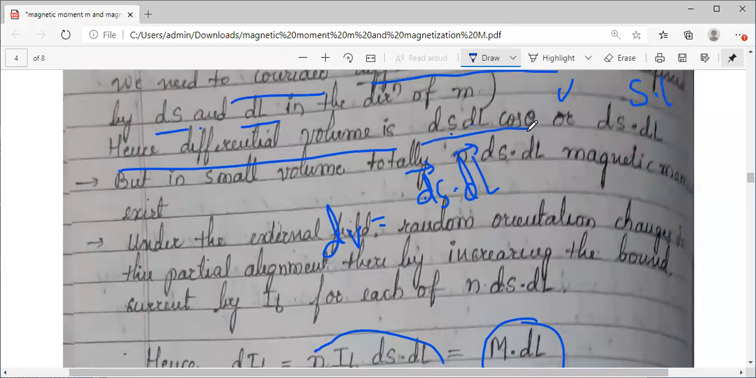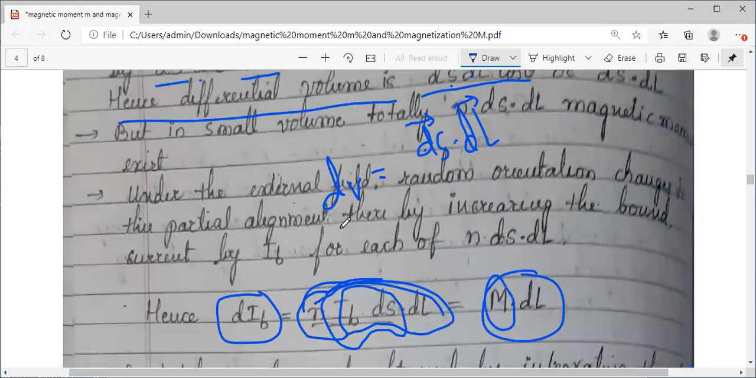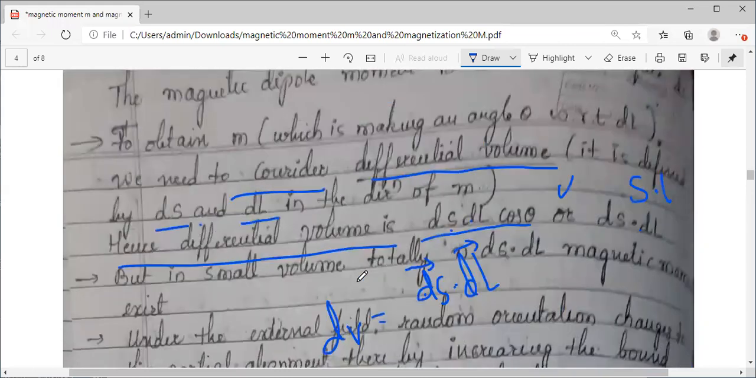Yeah, dl ds cos theta, or it is simply ds dot dl. For n such dipole moments, the total current will be n times this total. And we know IB into ds is nothing but your magnetization M. So in that way this equation has come up, but it is not required.